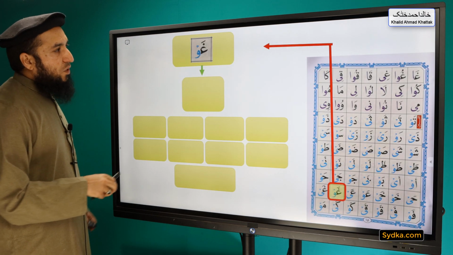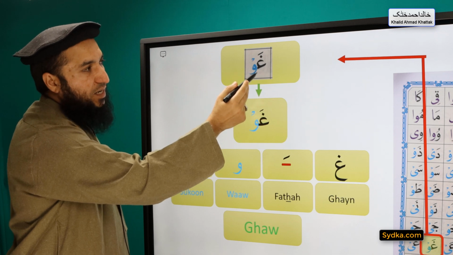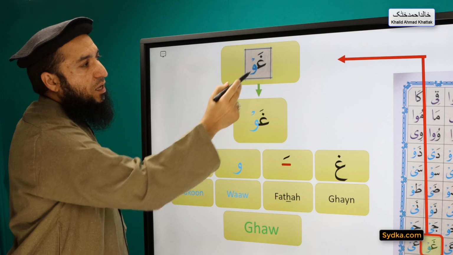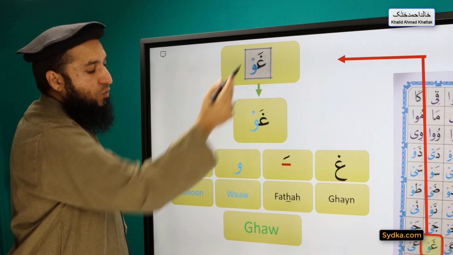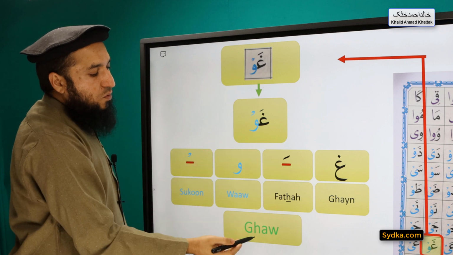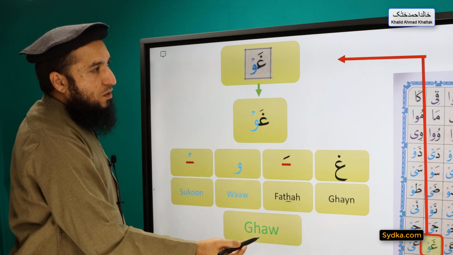So the first syllable we have is Ghain Fatha Waw Sukun Ghaw. Ghain is a heavy letter, it has Fatha on top of it, it is followed by Waw, and Waw has a Sukun. Ghain Fatha Waw Sukun Ghaw.